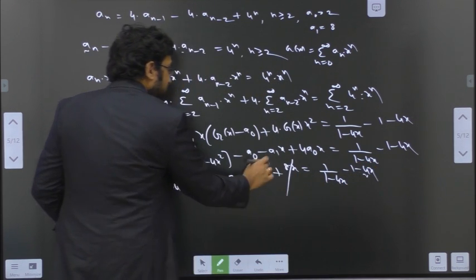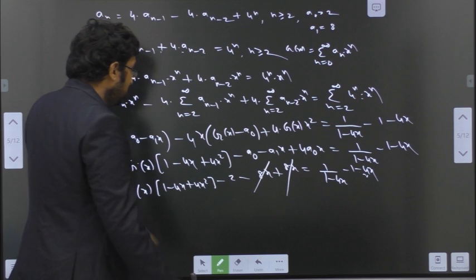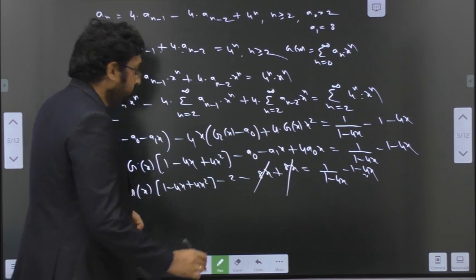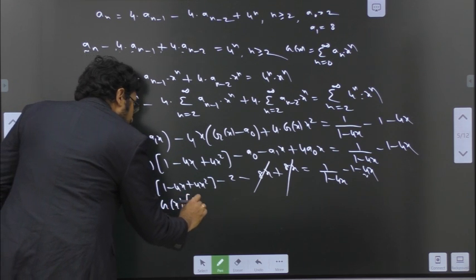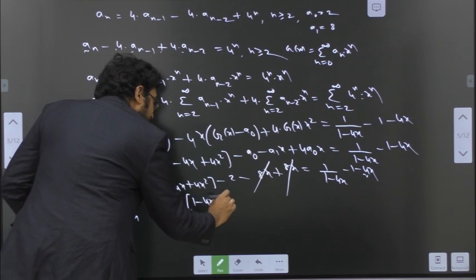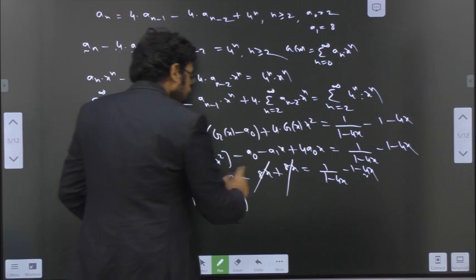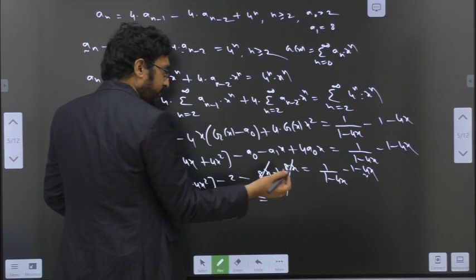Here 8x minus 8x gets cancelled. So take minus 2 to the right side. So we will get, that implies g of x into 1 minus 4x plus 4x square equal minus 2, if we go to the right side it will become plus.